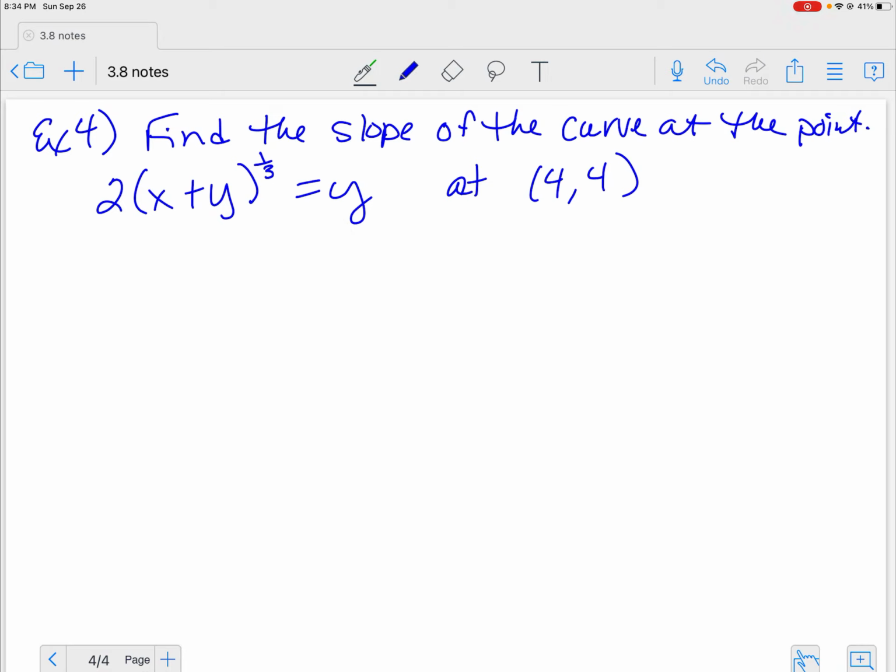I'm not going to tell you how to approach this problem. That's what you're supposed to know. But when you look at this, you see, oh, I've got two variables in the middle of my problem. That's my implicit differentiation. So let's do it right now.